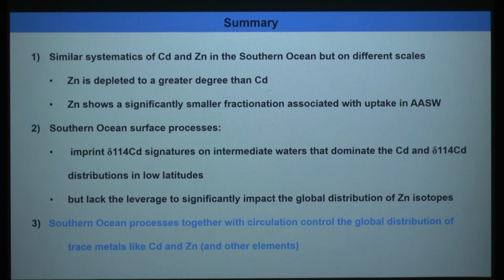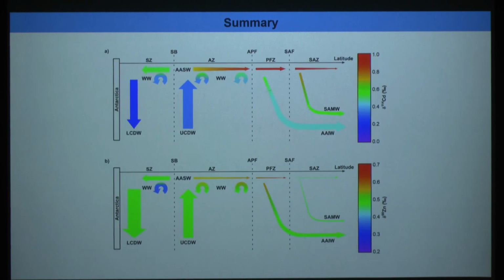So silicon, for example, which is, again, this Sarmiento paper where a lot of these ideas come from. And so you can come up with these nice sketches where you have Antarctica and upwelling in the Southern Ocean, and so the arrow sizes represent concentrations, and the colors represent isotopes. And the top is cadmium, the bottom is zinc.